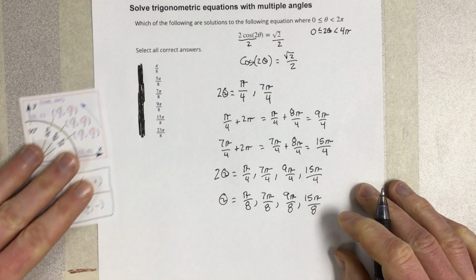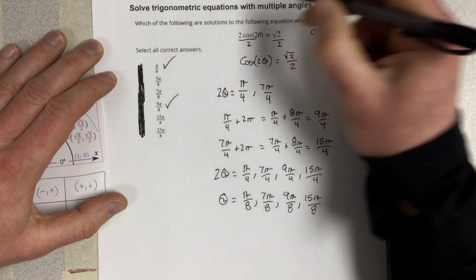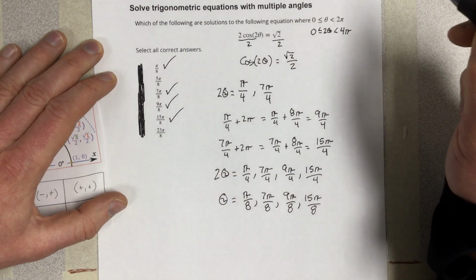So if we look at our solutions up here, we've got 9 pi over 8, pi over 8, 7 pi over 8, and 15 pi over 8. Those would be our 4 solutions.